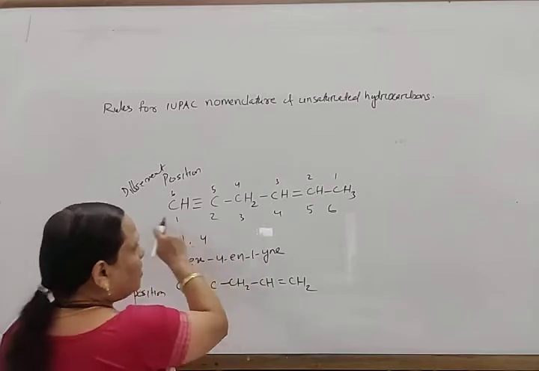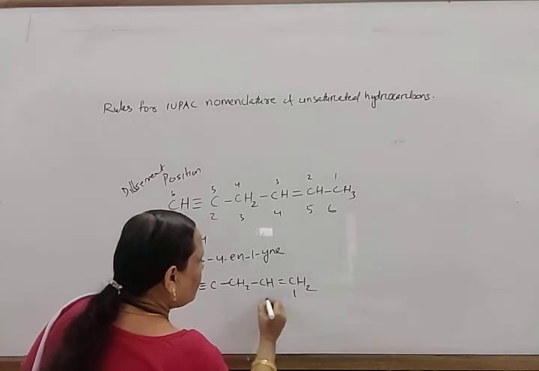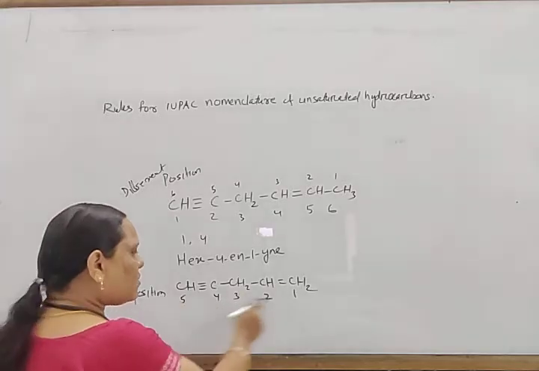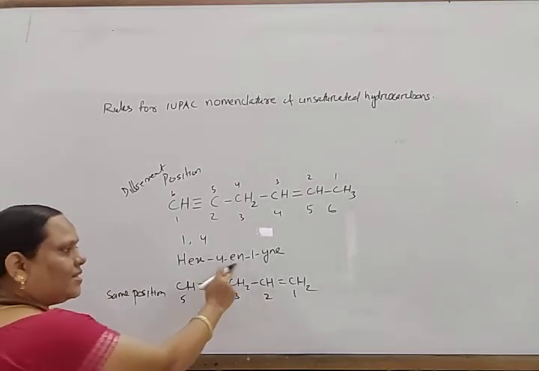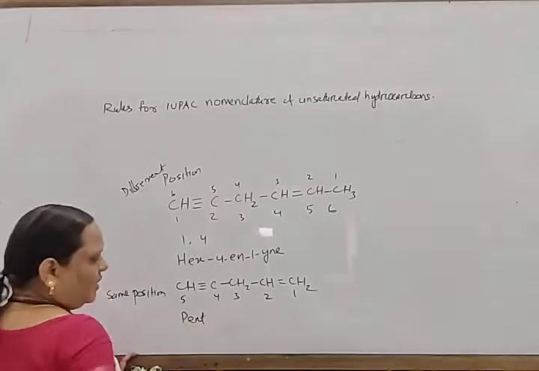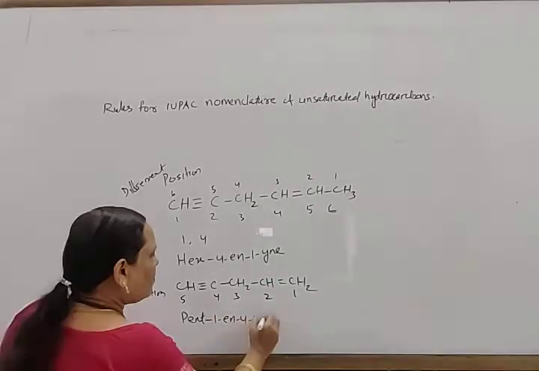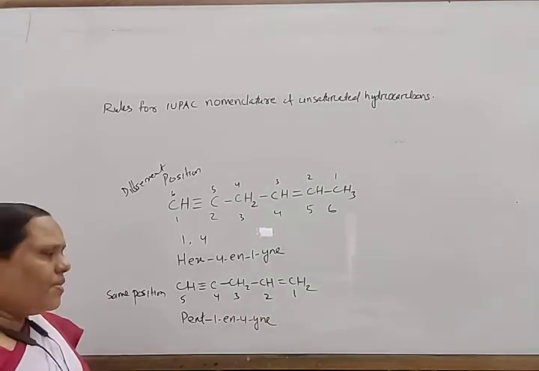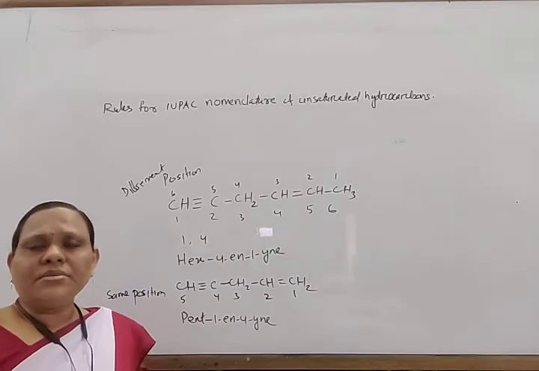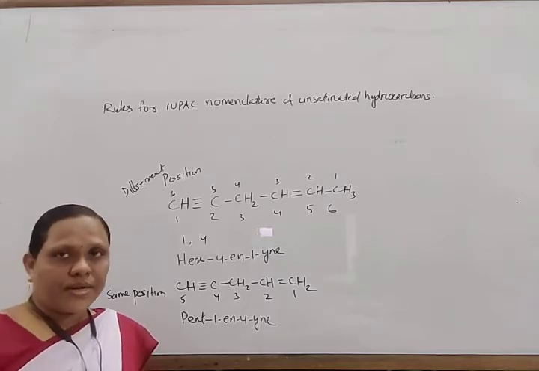So in this case you have to count from here, 1, 2, 3, 4, 5, from the right side. Then what is the name of this compound? Whenever you write it, first write ENE, then YNE. So the word root is pent, then 1-en, then 4-yne. This is the name. If any substituents are present, then write them as prefixes, and all other naming should be similar to saturated hydrocarbons. Okay.